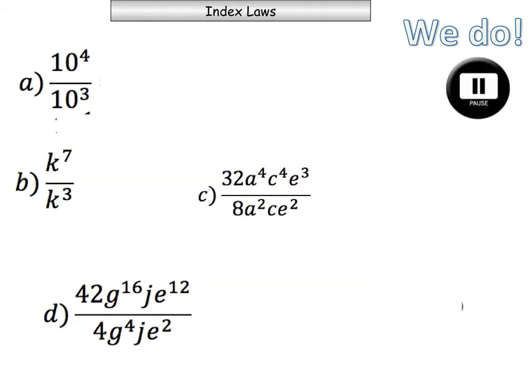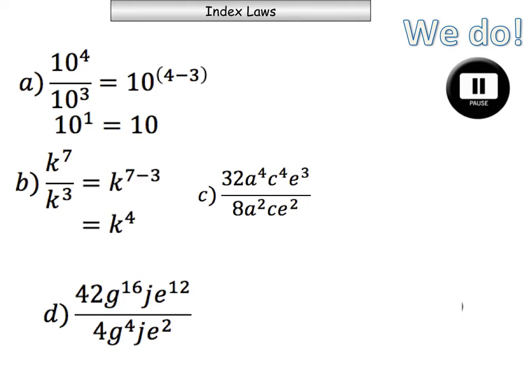This is a chance for you to go through and have a go at them, so you need to pause the video, have a go, and then I'll go through and explain how to do them. Alright, so 10 to the power of 4 divided by 10 to the power of 3. Remember, we're just subtracting the powers, and so we get 10 to the power of 1, which is just the same as 10. K to the power of 7 divided by k to the power of 3: 7 minus 3, and we get k to the power of 4.